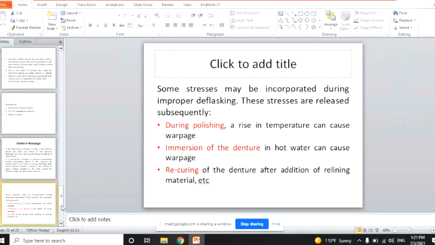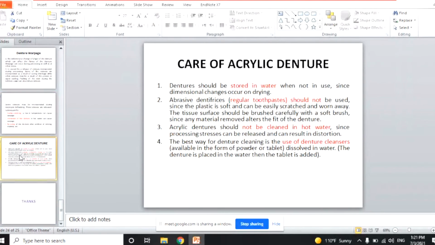And the last slide, how you save your denture. Number one, it must be stored in water, not hot water. Number two, don't use abrasive dentifrice. Do you know what is the dentifrice?